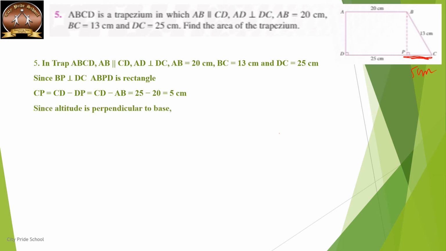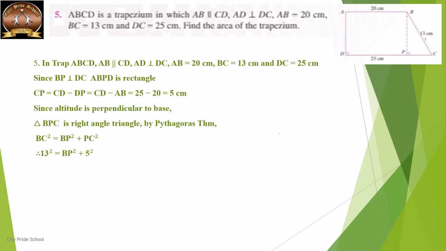Now, since altitude is perpendicular to the base, triangle BPC is a right angle triangle. Hence, by Pythagoras theorem, BC is the hypotenuse. So BC square will be equal to BP square plus PC square. Substitute. So BP square is equal to 169 minus 25, that is 13 square minus 5 square, and the answer is 144. So we can say that BP is square root of 144, which is 12 centimeter.